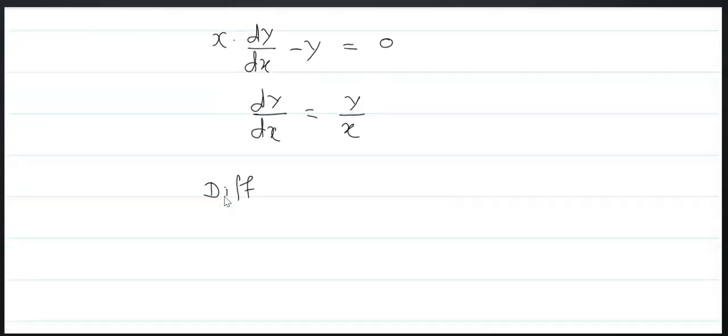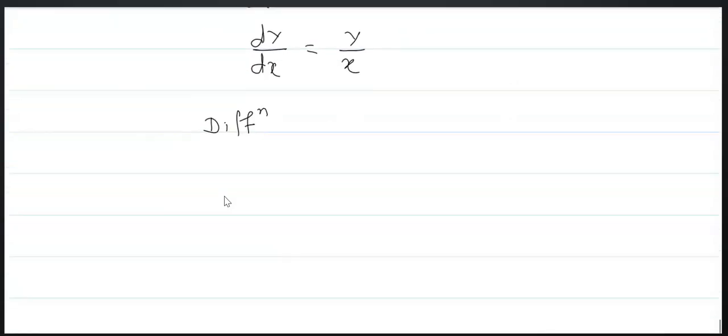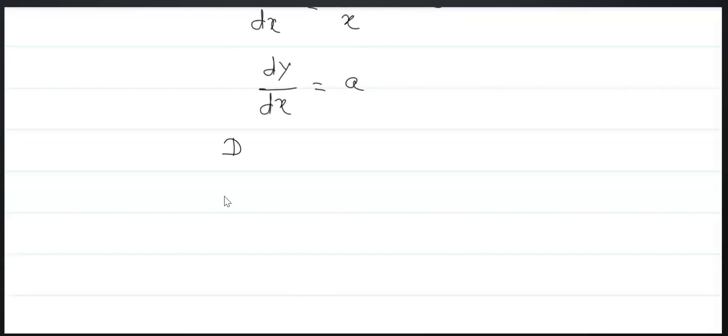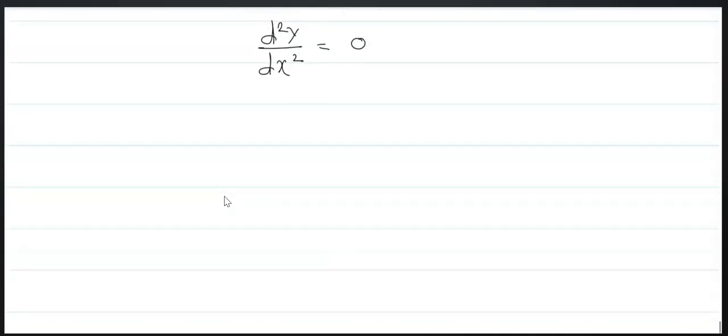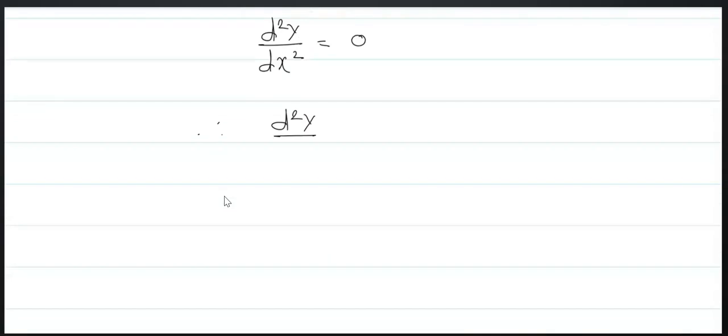Now, differentiate again with respect to x. d2y by dx square is equal to again a, because y upon x we have taken, that is a. Now, differentiate this with respect to x. Therefore, d2y by dx square is equal to 0. Hence, d2y by dx square is equal to 0.